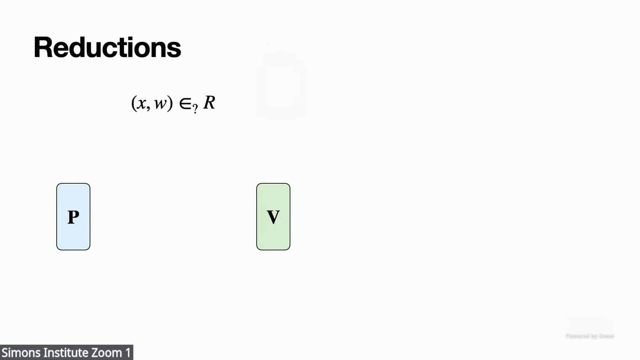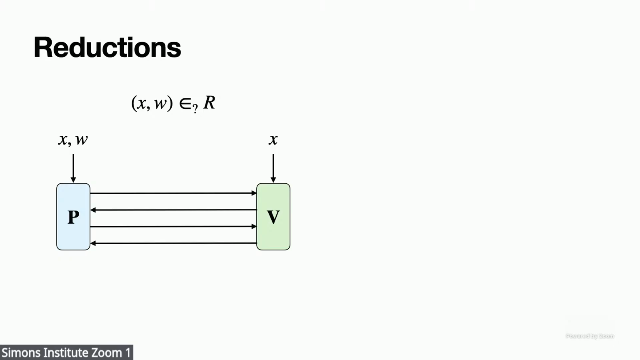So first, let me just quickly review the definition of a reduction. So in a reduction, it's an interactive protocol between a prover and verifier. And they both receive the instance. The prover also receives the witness. And they just talk back and forth. And at the end, typically in an interactive argument, you would have the verifier output a bit indicating whether or not the statement was in the language.